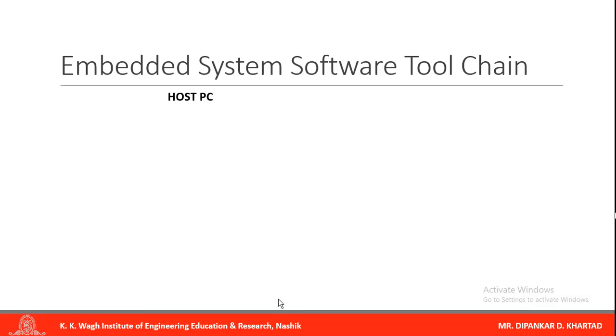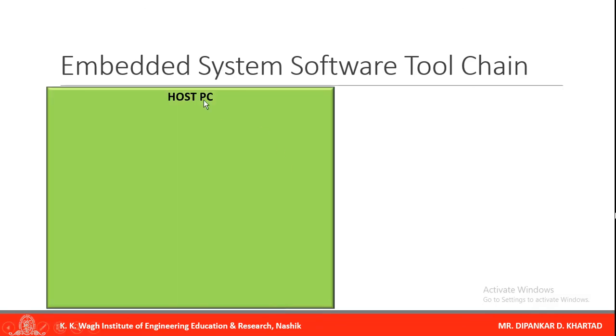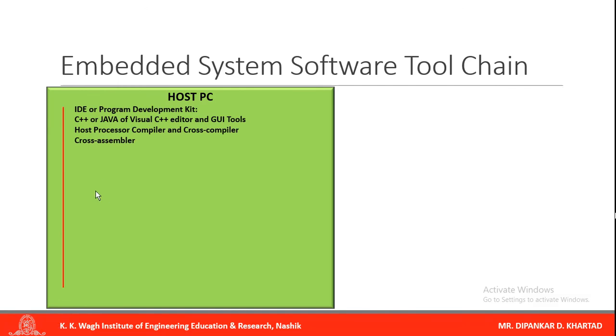The embedded system software toolchain. Let's have a look at the toolchain. It will have a host PC, then an IDE or program development kit, C++ or Java or Visual, that GUI tools are available on the host PC. Host processor compiler and cross compiler will be there. Now it will have what? ICE, that is the in-circuit emulator, next is the simulator and debugger. So all these things will be included in that software toolchain part.